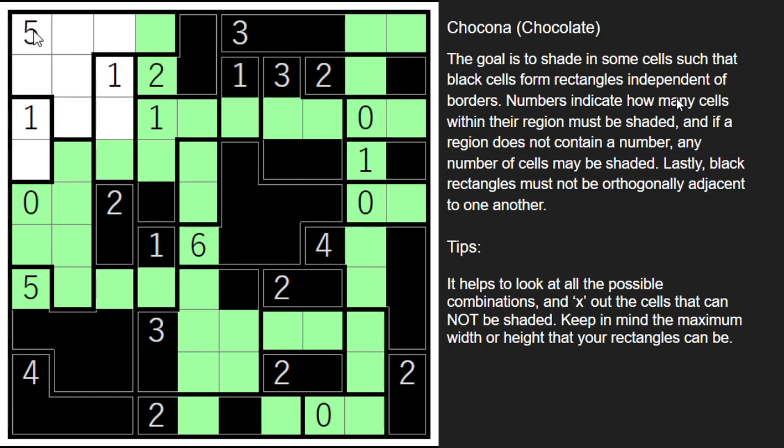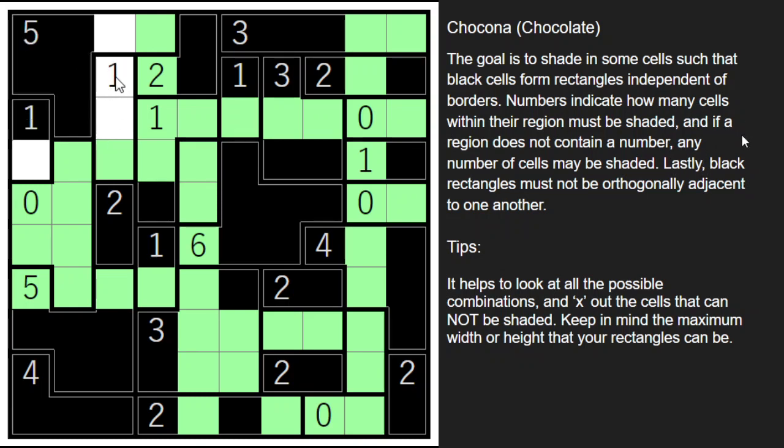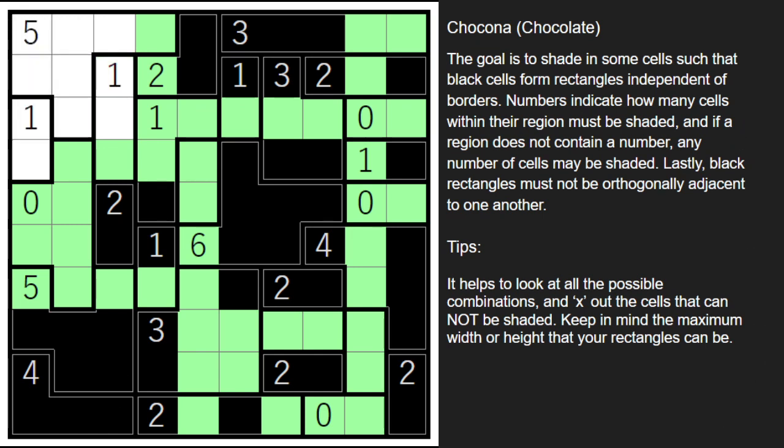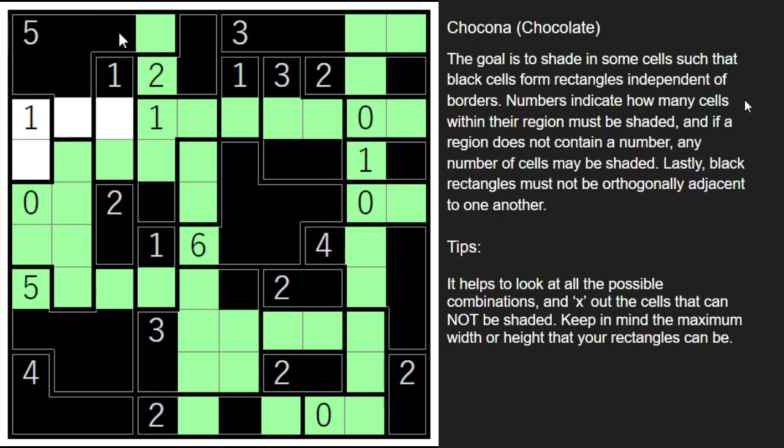And now if we think about this 1 here, we could do it a couple of ways. We could fill the 5 like that, and then this would be broken, right? So we know it doesn't go that way, but we know we could fill it in this way. So that solves the 1, and it solves the 5, right? 1, 2, 3, 4, 5, and that creates that border. Now this 1 clue has 1 cell left to be shaded, and that's it.